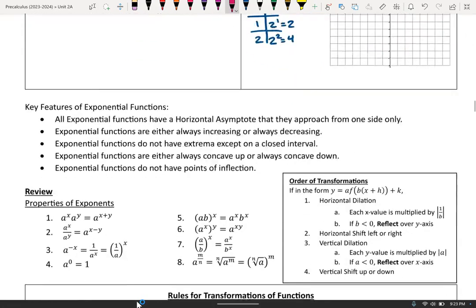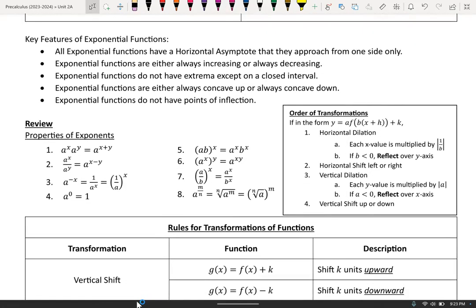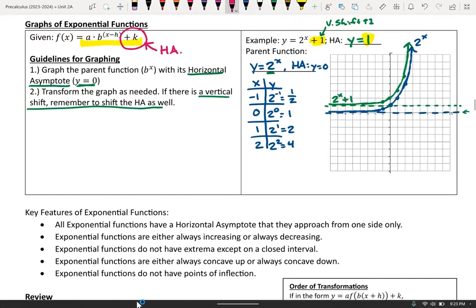All right, so again, some key features to remember of exponential functions. All exponential functions have a horizontal asymptote that they approach from one side only. So if we were to look at the end behavior of this function, we approach this horizontal asymptote on only one side.